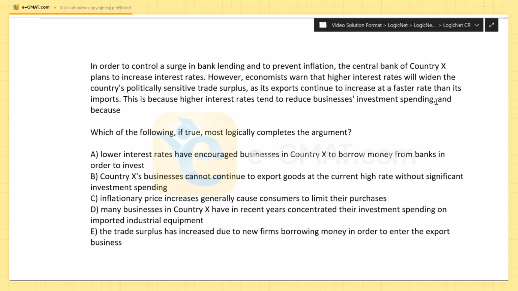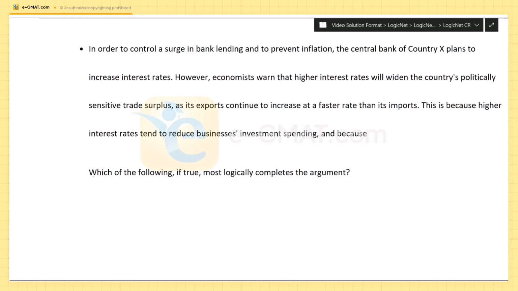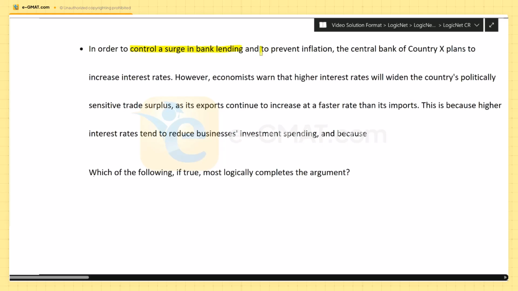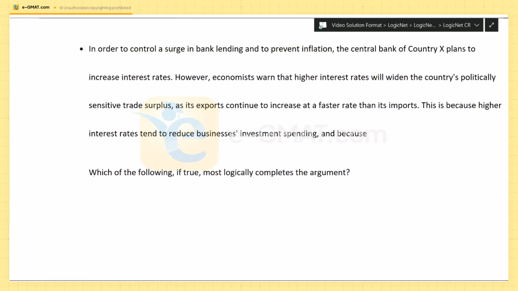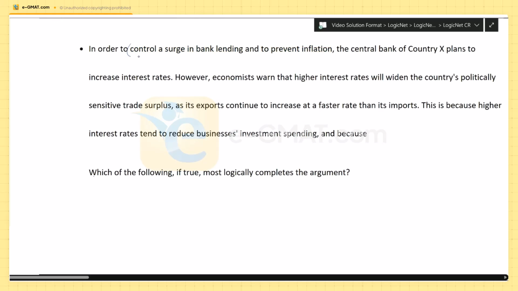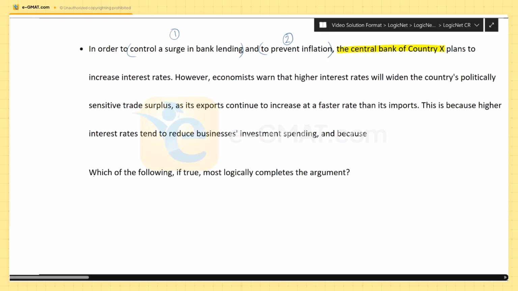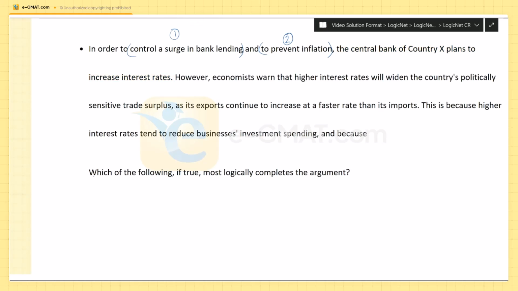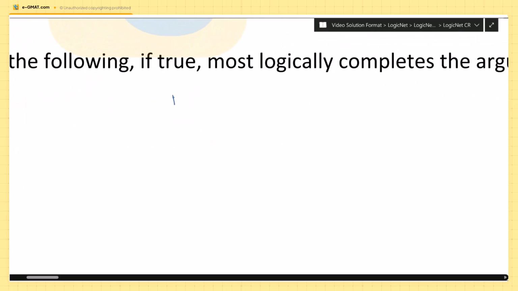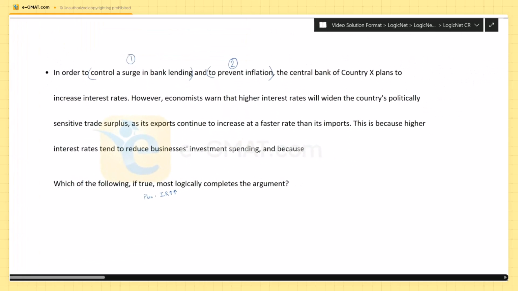Hi, let's solve this question. In order to control a surge in bank lending and to prevent inflation, so something is being done with the intent to control a surge in bank lending and to prevent inflation. Let's read ahead. The central bank of country X plans to increase interest rates. All right. So the plan is to increase the interest rates.